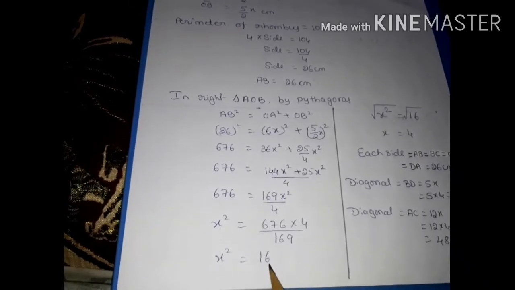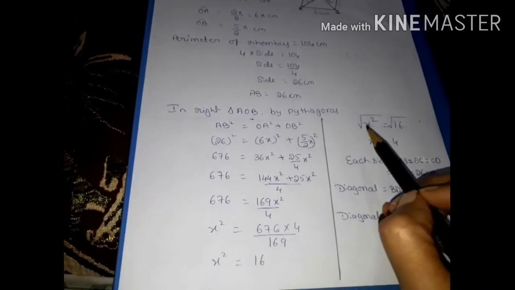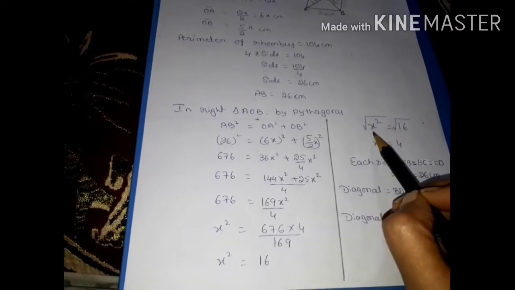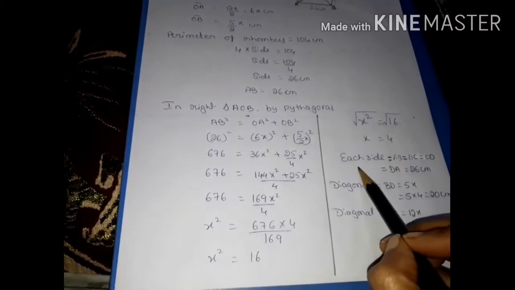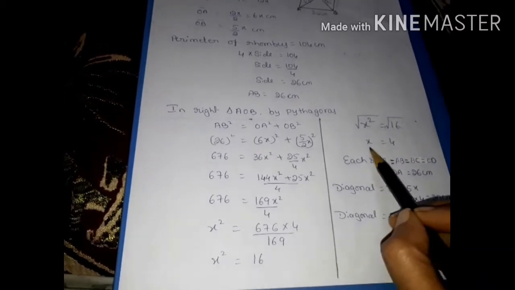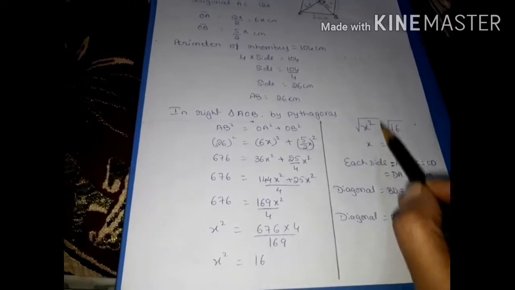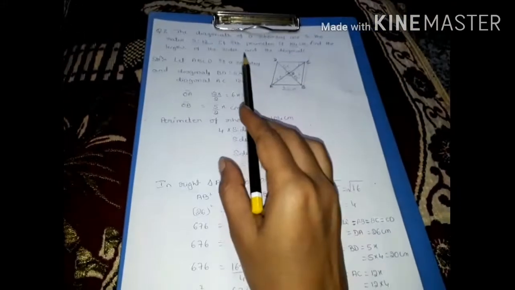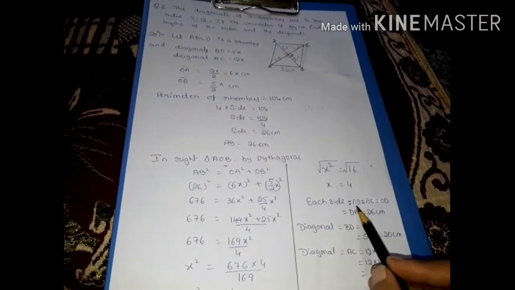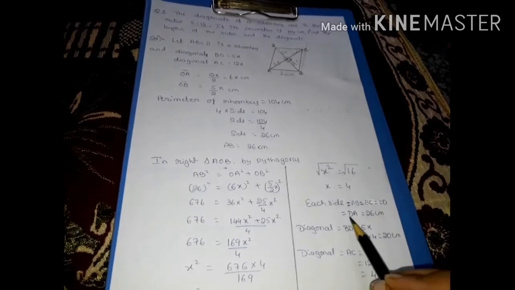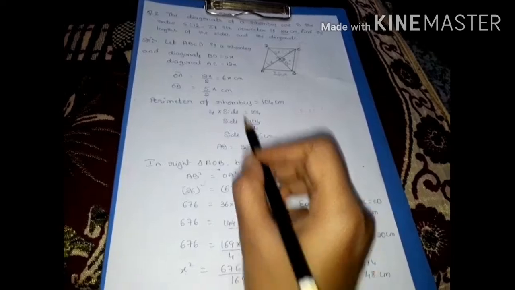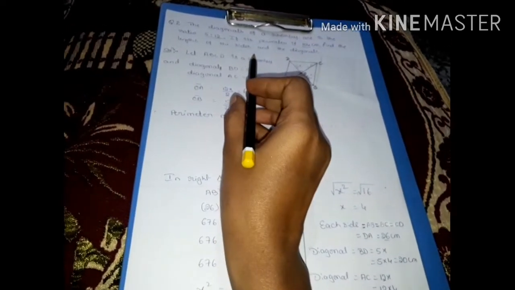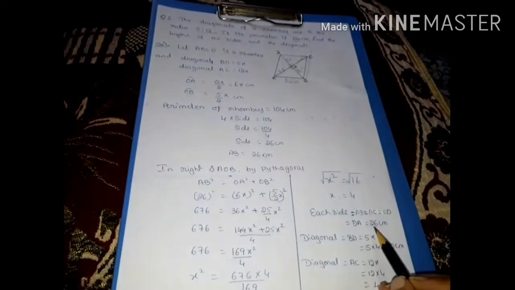x square we got 16, but we need x value. Square root on both sides. Square root of x square equals square root of 16. x equal to 4. Each side x value we got. In the next step you have to substitute this in the diagonals, and also in the question they are asking to find the length of the side. So length of each side we got here, AB equal to BC equal to CD equal to DA equal to 26, because all sides are equal. So we got length of the sides of a rhombus is 26 centimeter.